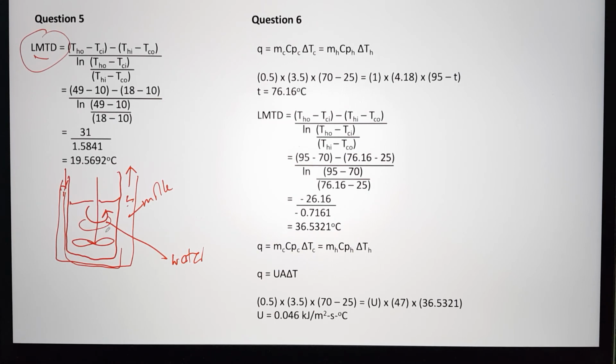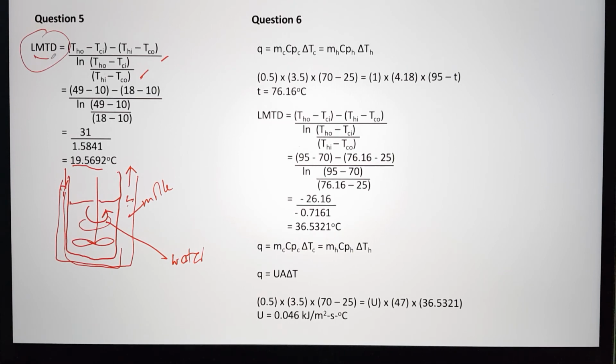For this problem statement, you can use either counter current or co-current, because it will give you the same answer. You can try this LMTD equation, whether counter current or co-current. At the end, you will get the same answer of LMTD, because this one does not depend on co-current or counter current.